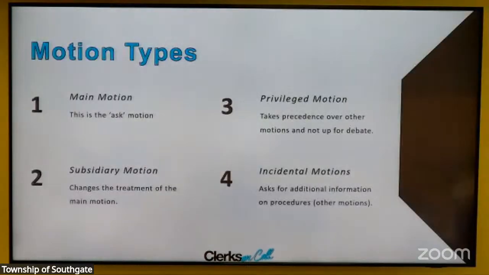Okay, we're going to move on to motion types. So there are four general types of motions. Michelle did a good job of taking us through the main motion, but there are also subsidiary motions, and these are motions that change the treatment of the main motion, like an amendment. We have privilege motions, and they take precedence over any other motion, and they are not up for debate. And incidental motions are motions that ask for additional information on procedures or other motions. So we're going to talk about those in some detail.